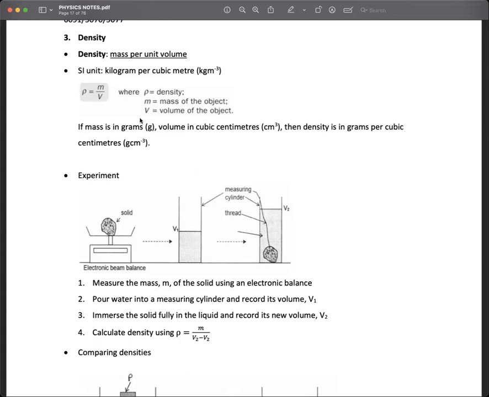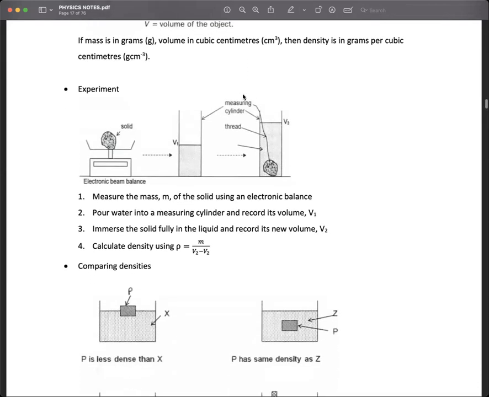Okay, so let me talk about this density thing. Density is the mass per unit volume. I mentioned that before. The SI unit is kilogram per meter cube. That's the formula. Gram per cm cube is also not wrong, but the SI unit is kilogram per meter cube.